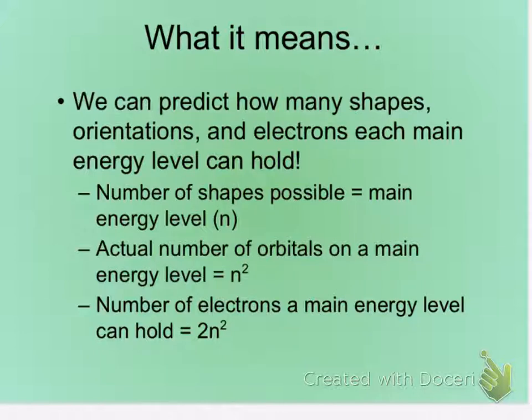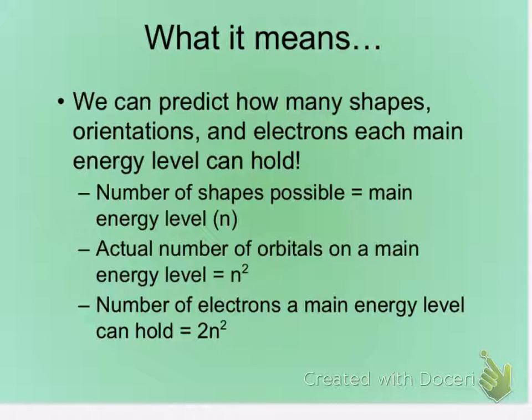Well, the number of shapes possible is equal to the main energy level. We just said that. So how many shapes are on the first main energy level? 1. How many shapes are on the second main energy level? 2. How many shapes are on the third? 3. The actual number of orbitals on any given level is equal to n squared. So the number of shapes is equal to the main energy level. The actual number of orbitals is equal to n squared.